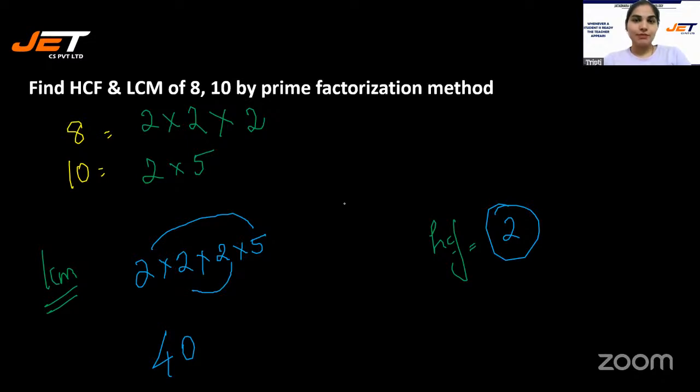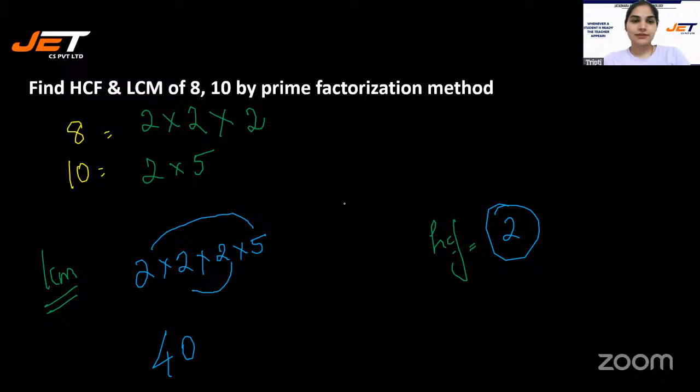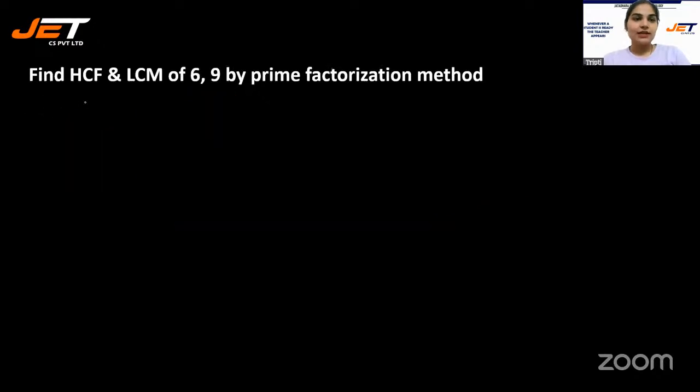Did you get the same answer? I want to see. Easy, right? Okay, now let's go to the next question and see what it is. HCF and LCM of 6 and 9. Come on.